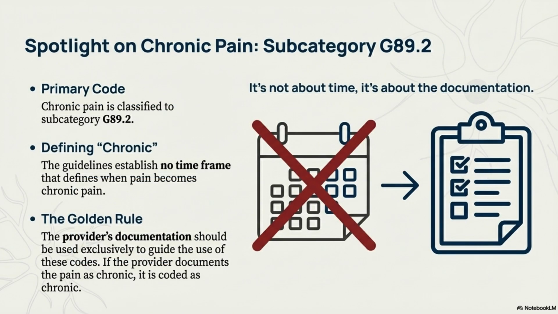Chronic pain is assigned to subcategory G89.2. There's no time frame in the guidelines that defines when pain becomes chronic. The only thing that matters is provider documentation. If the provider says the pain is chronic, you code it as chronic. It's not about duration, it's about documentation.